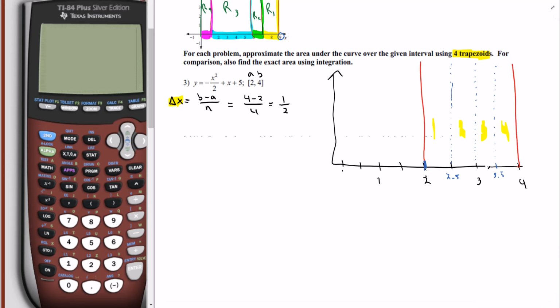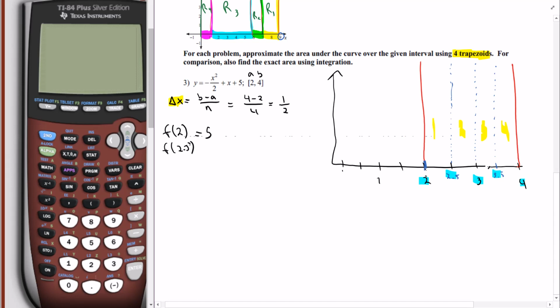Now basically we need to find out where's our y coordinate on each of these pieces, right? So basically what we're going to be doing is just finding the y values at each of these x values, right? So we're going to find f of 2, which if you plug that into the equation, it's 2 squared, which is 4, divided by 2 is 2, negative 2, plus 2 plus 5. So this one gives us 5, right? Then we're going to find f of 2.5.